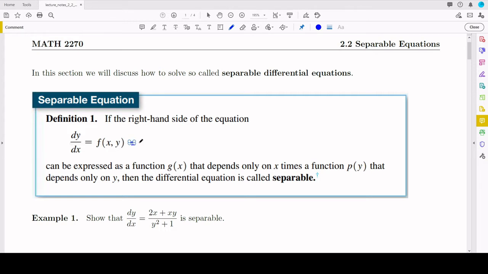So we have that f(x,y) is equal to g(x) times p(y). If that's the case, we call this separable.